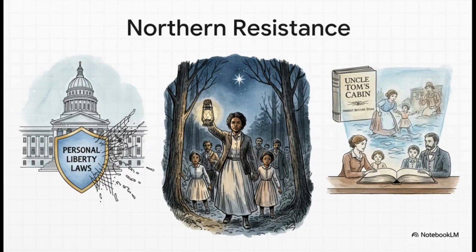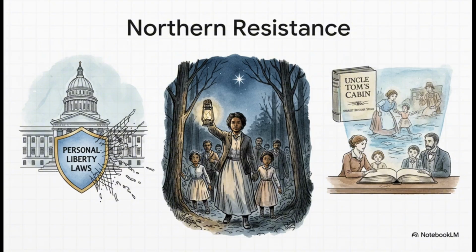And that resistance took a lot of different forms. Abolitionists, like the incredible Harriet Tubman, ramped up their efforts on the Underground Railroad. Some northern states fought back by passing their own personal liberty laws to try and protect escapees. And then there was Uncle Tom's Cabin. It was a novel that became a cultural sensation, showing millions of Americans the brutal human cost of slavery for the first time.